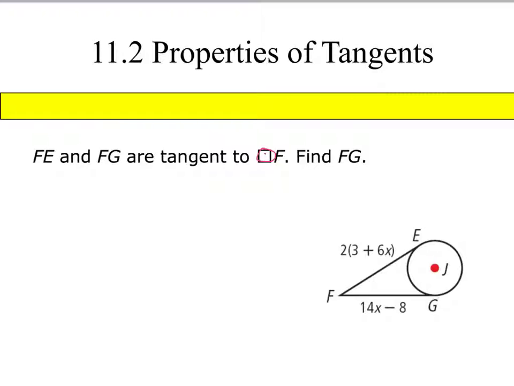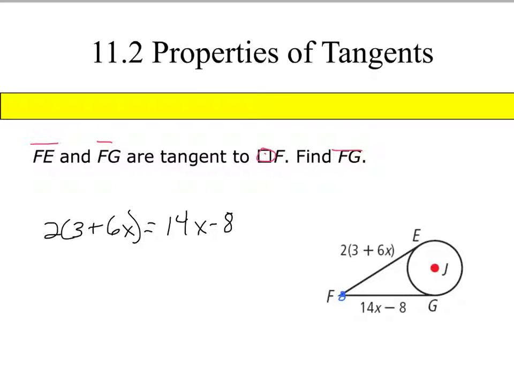All right, so because FE and FG are tangent to circle F, not square, that is circle, we're going to find FG. So, how do I find FG? Very first piece of information, well, they both come from an external point, a point not on the circle, which is point F. Because of that, I take 2 times (3 plus 6x) is equal to 14x minus 8, and I set them equal to each other, because that's the theorem we know.